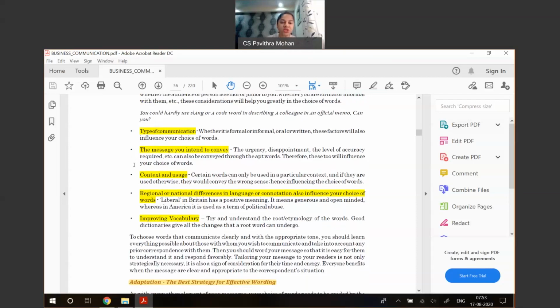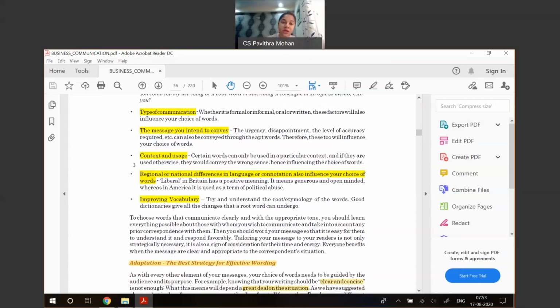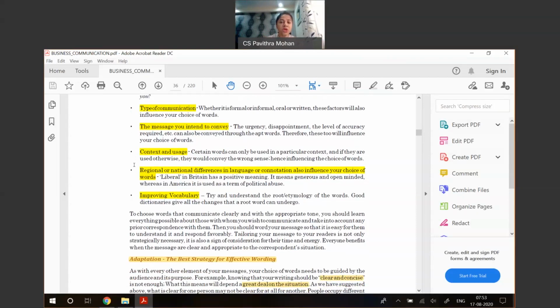Then the message you intend to convey, so that's what I'm saying. If they give you a constraint of words and ask you to express the message you want to convey, then you have to choose the right words and try to convey the entire message. Context and usage: you have to know in which context you're using the words, because if you don't use them in the right context, it can lead to a wrong sense. The message I'm trying to convey can be entirely different or opposite. This also can be a problem.